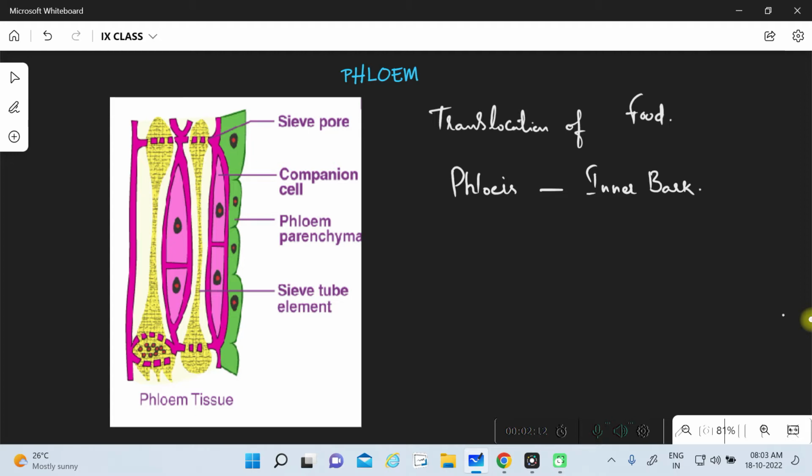First of all, as I mentioned, in the xylem, except the parenchyma cells, the rest of the cells of the xylem tissue are dead. But when we come to the phloem, it is in general a living tissue. Phloem comes under living tissue. The cells which are present in the phloem are living. So that's why this is also called living conducting tissue.